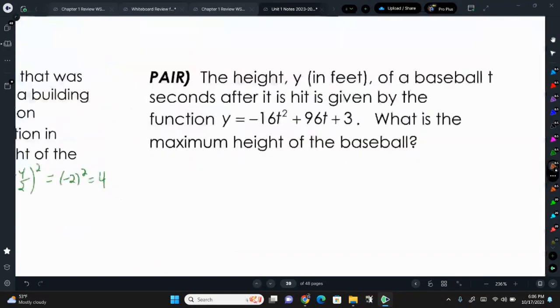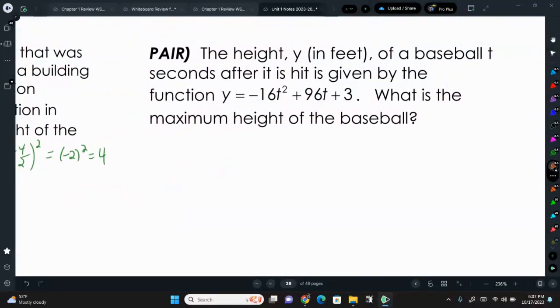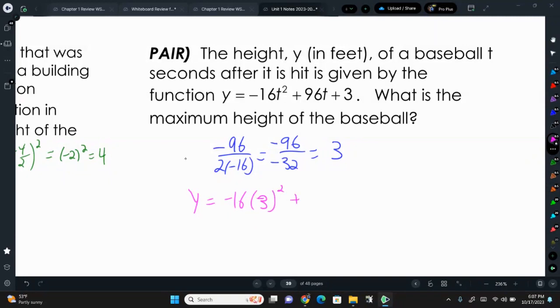So this is just asking what is the max height of the ball. So you could do the same thing we did here, or you can do the -b over 2a. -96 over 2 times -16. That's -96 over -32, which gives you 3. And then you can substitute 3 in for t. And this will give you the maximum height.